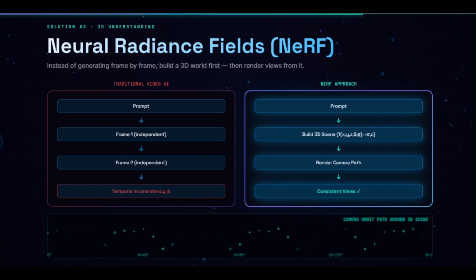Instead of generating videos frame by frame, NeRFs build an entire 3D world first. NeRF stands for Neural Radiance Field. A neural network learns a continuous representation of a scene. Given a position in 3D space and a viewing direction, the network predicts density and color. Density tells us whether something exists there. Color tells us what it looks like.